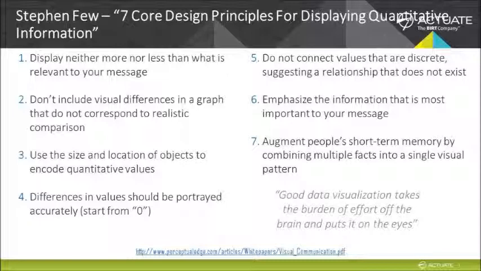Don't visually connect values that are discrete, thereby suggesting a relationship that doesn't actually exist. Basically this is saying that if you create a line chart, you generally want the x-axis, the bottom axis, to be time. Because if you draw a line, you're starting to draw a pattern or a trend. But if you draw a line between Department A, Department B, and Department C, you're implying a trend where these are discrete values. There is no trend between them that you can depict in this kind of line.